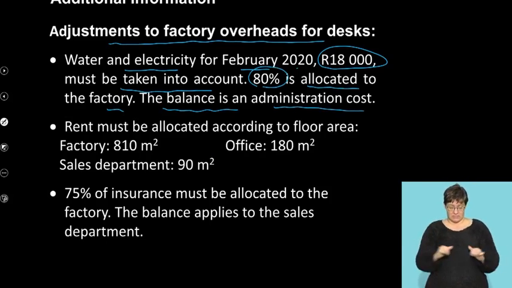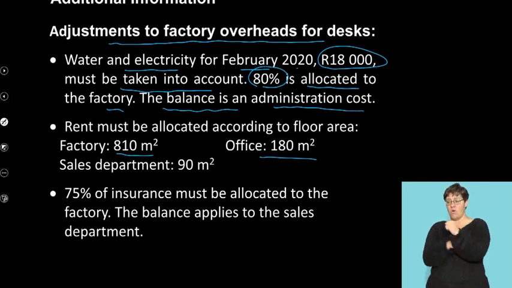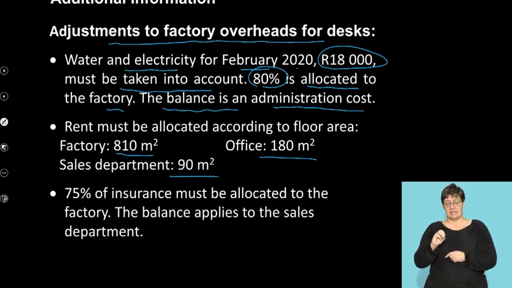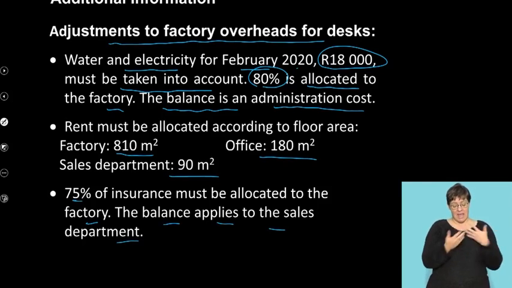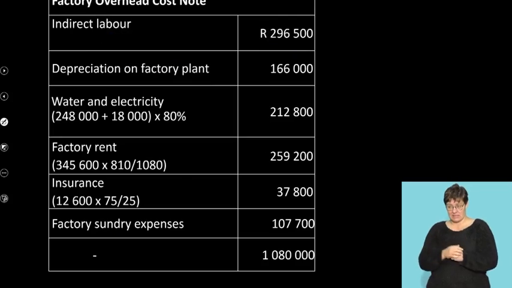Okay? Then we are told that the rent must be allocated according to the floor area. 810 square meters for the factory. Office 180 square meters. Sales department 90 square meters. 75% of insurance must be allocated to the factory. The balance applies to the sales department. Okay, let's go into the adjustments and see how we now have to deal with each of the items.